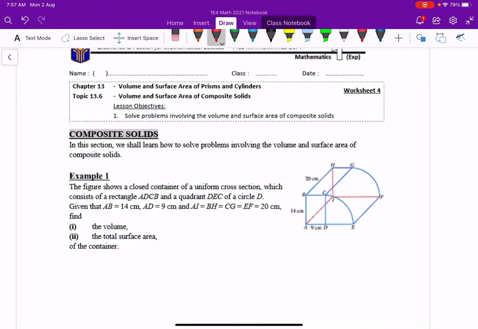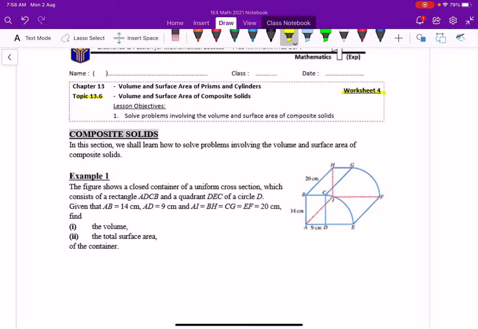Okay, hi class. Today we are down to the last worksheet 4 of this chapter. In chapter 13.6, the last part, we're going to combine whatever you have learned in the previous segments on the volume and surface area of a prism, which is you have already learned the formula, to how to calculate it, and the volume and surface area of a cylinder.